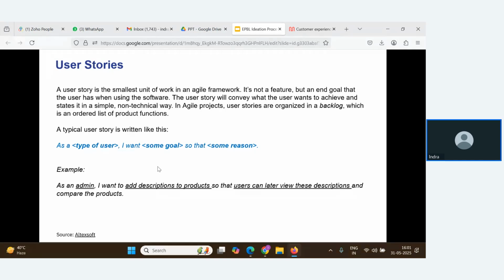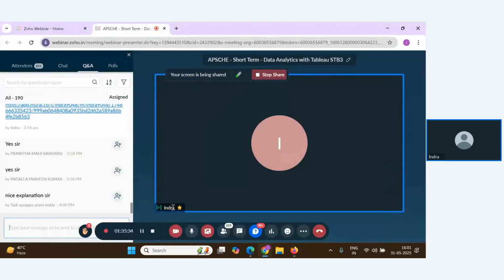You can see a small example here. It says, as an admin, I want to add a description to the product so that the users can later view the description and compare the product. So here, admin is the type of user. His goal is to add a description to the product, and the reason is so that the users can later view the description. This kind of user story we have to create.